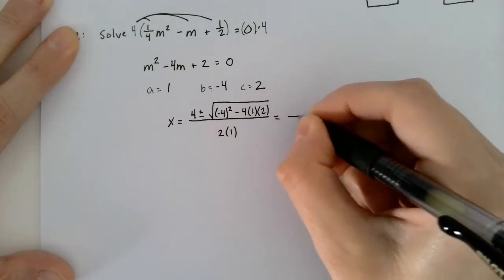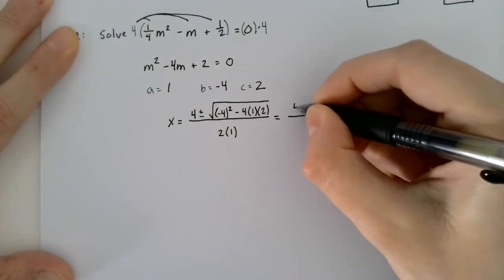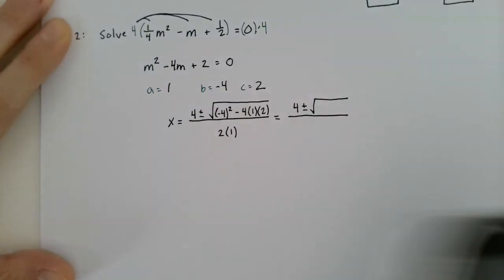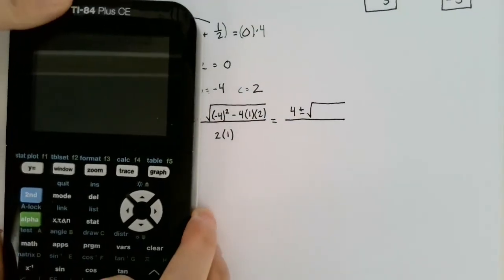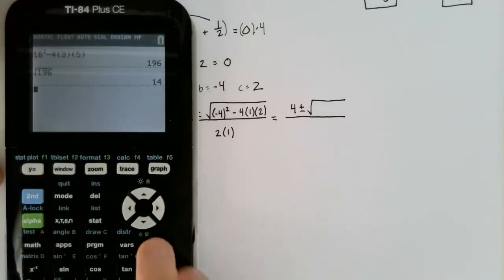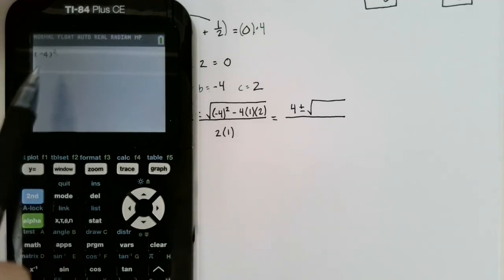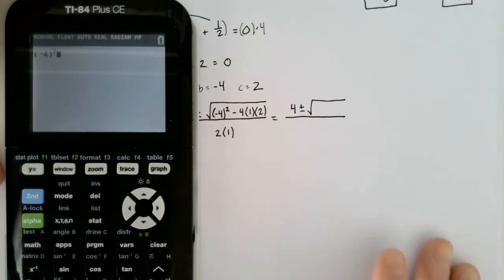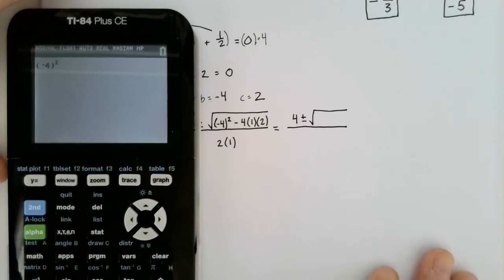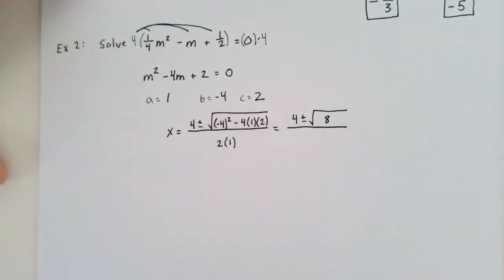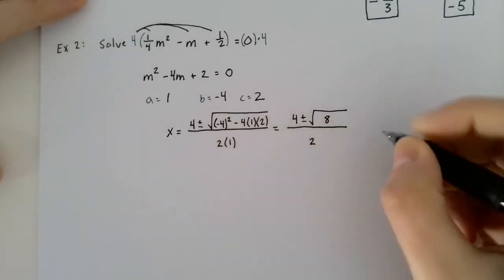So let's go ahead and start simplifying. I'm going to bring over that 4 plus minus. All right, and let's go ahead and see what we get for that radicand. You could just do that in your head, honestly. If you're going to use a calculator and you have a negative that you're squaring, please make sure that you put it in parentheses, or else that's going to really trip you up. All right, so we get 8, and then 2 times 1 is 2.